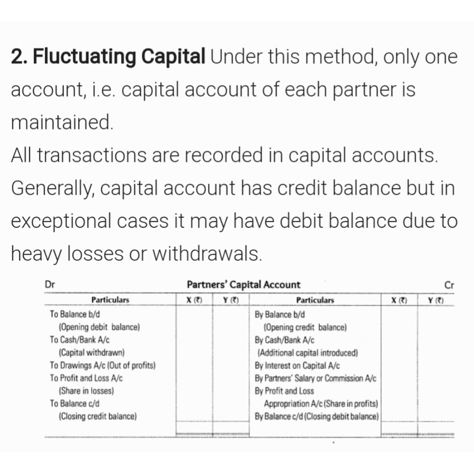The capital account whose balance goes on changing is known as fluctuating capital method. The balance of capital may be negative or positive. The balance of fluctuating capital account changes from period to period. Partners' current account need not be prepared under fluctuating capital method. Under fluctuating capital method, only capital accounts are shown in the balance sheet.